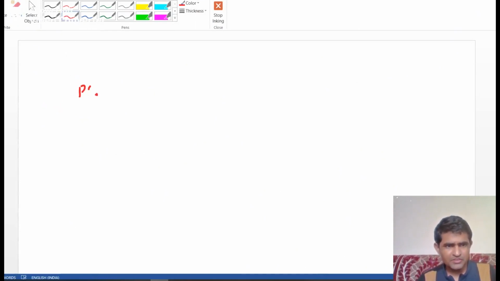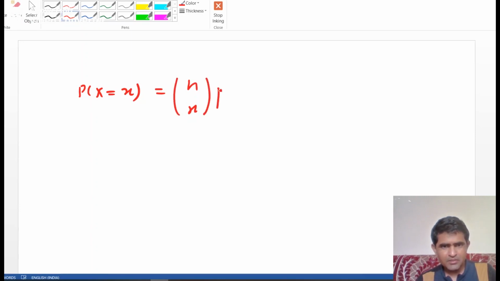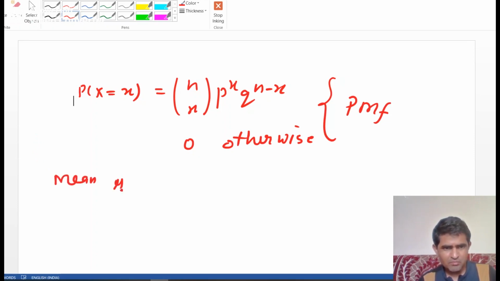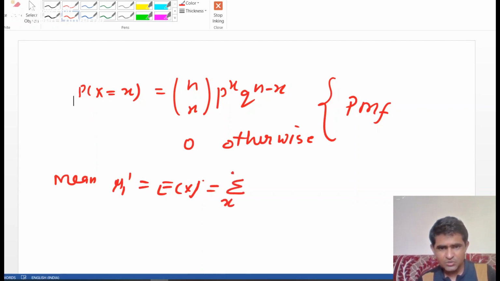We have the probability mass function of Bernoulli trial like this: n choose x, p to the power x, q to the power n minus x, and 0 otherwise. With the help of this probability mass function, we first calculate the mean. Mean means mu1 dash. Mu1 dash means expected value of x. Okay guys, expected x means summation of x multiplied by the probability of the random variable. This is the basic formula.